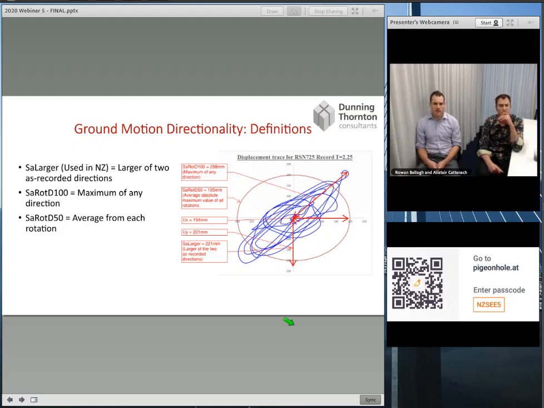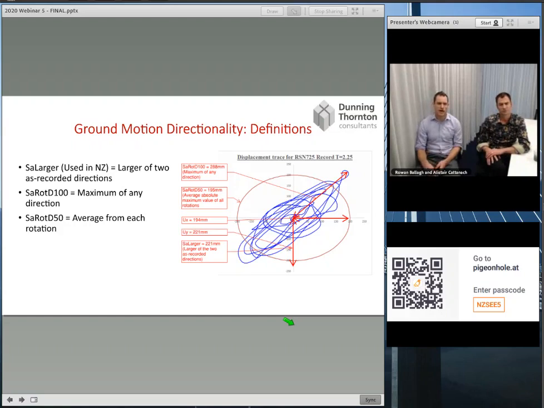When you subject a single degree of freedom oscillator to an earthquake-induced ground motion, you get a displacement trace something like that little graph that I've shown there. So in New Zealand, we define our spectra in terms of what's called SA larger, so it's the larger of the two as-recorded directions of the earthquake. It's a pretty good parameter for designing a frame building. Chances are the frame won't experience quite that force.